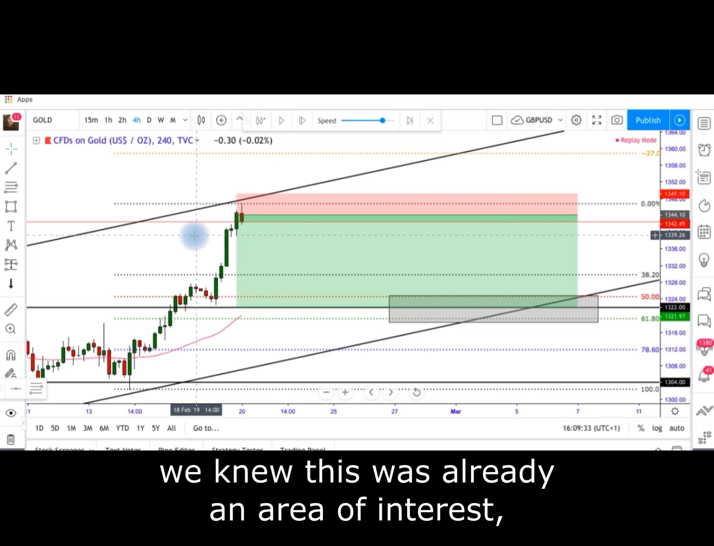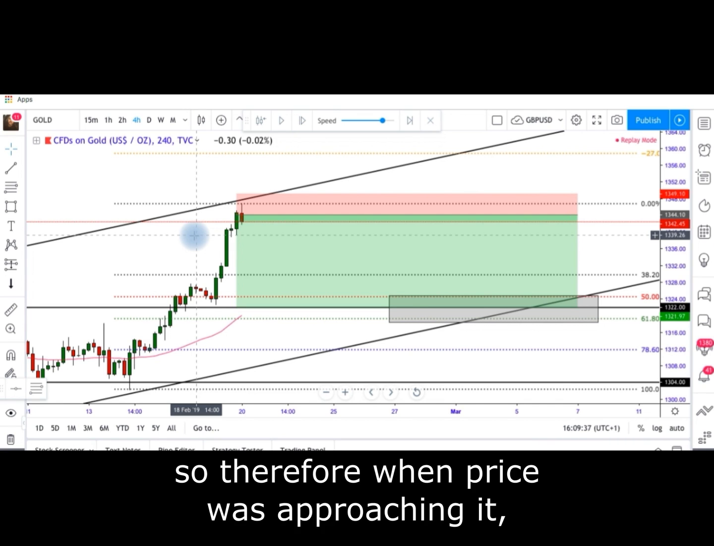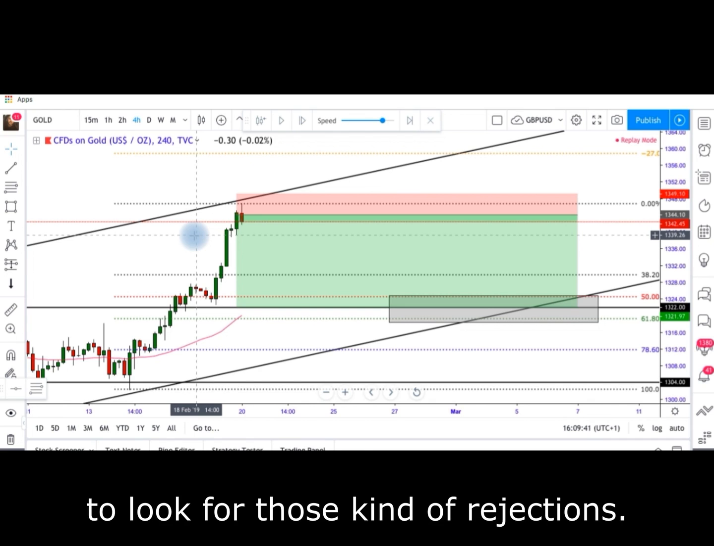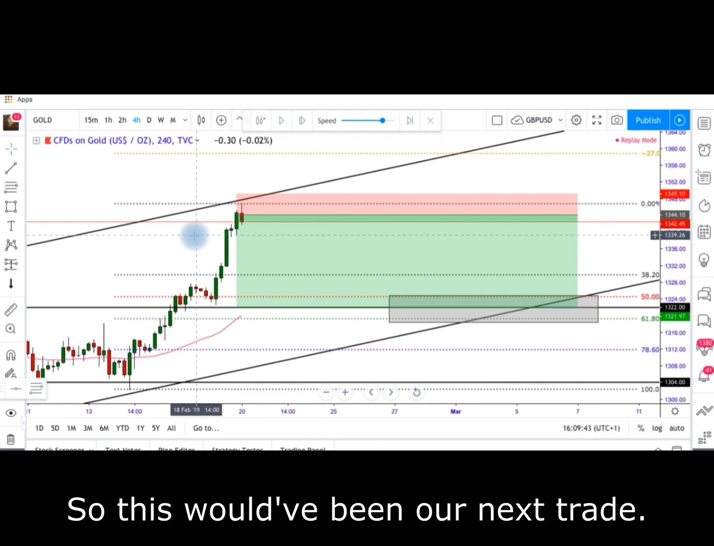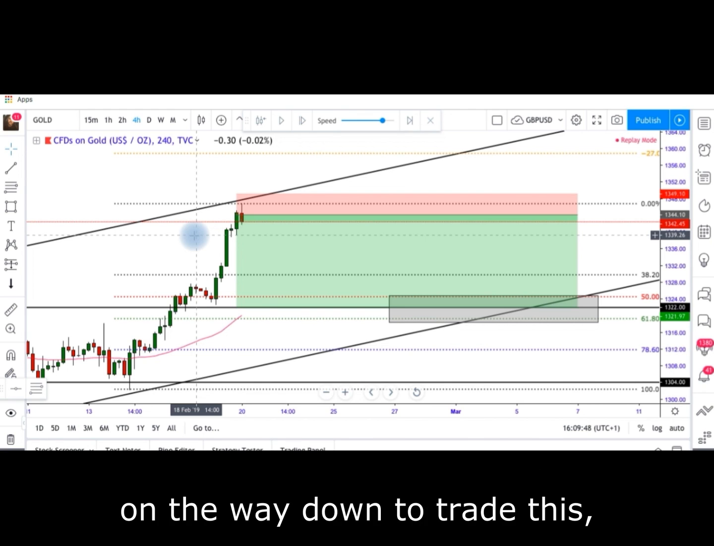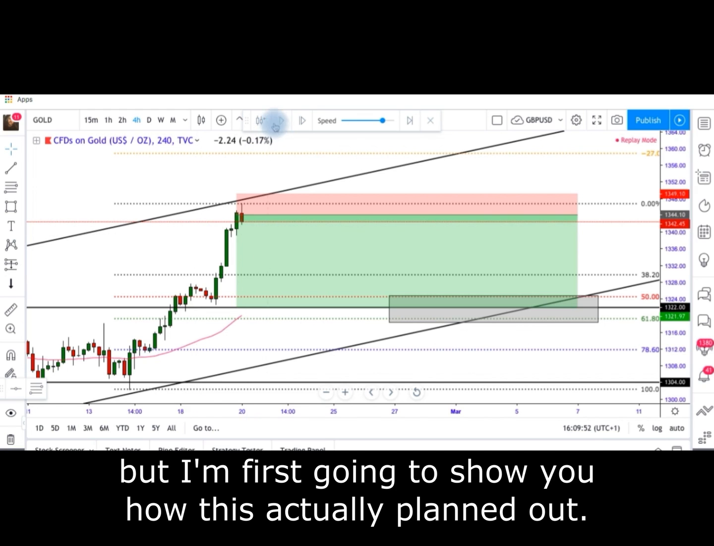We knew this was already an area of interest. We'd scouted it out way before this had already happened. So therefore, when price was approaching it, we would have just simply been zoning in on the 1 hour and the 4 hour to look for those kind of rejections. So this would have been our next trade. Now, there's a few other opportunities as well on the way down to trade this. So I'm going to show you that as well. But I'm first going to show you how this actually played out.